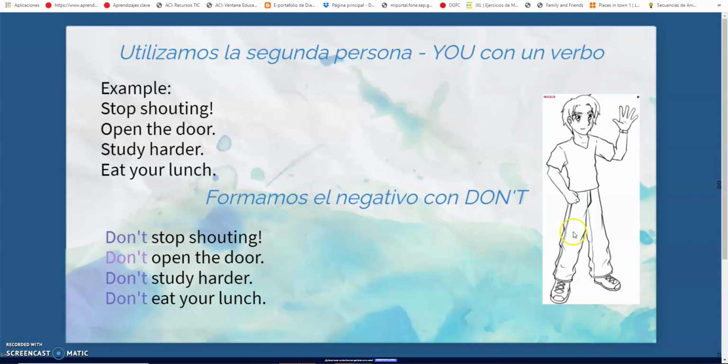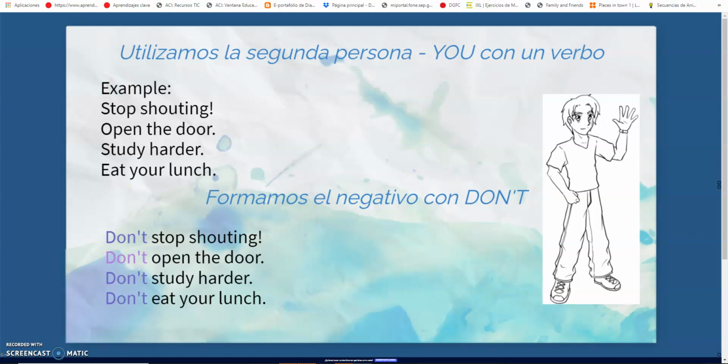Formamos el negativo con don't y un verbo. For example, stop shouting or don't stop shouting. No dejes de gritar. Open the door. Don't open the door. No abras la puerta. Study harder. Don't study harder. No estudies más. And the last one. Eat your lunch. Don't eat your lunch.